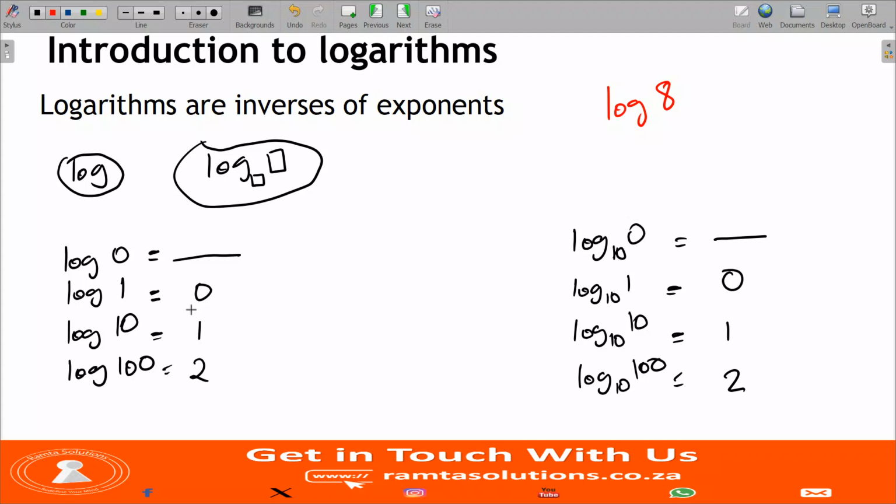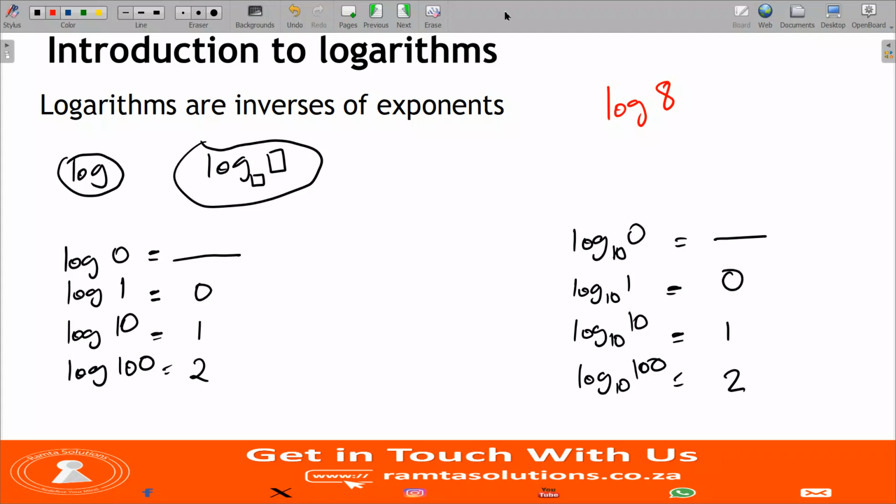So you have seen log 1 is 0, log 10 is 1, log 100 is 2. Remember we are saying that logarithms are inverses of exponents. We are going to revisit this later. And I want you now to see that when we say log 0 base 10, when the base is 10, we get the same answers like we got here. So when you see log without a base written, you must know that the base is assumed to be 10. This is your normal logarithm.